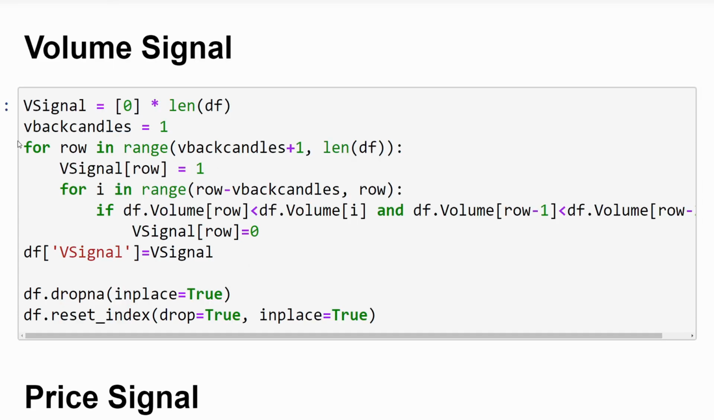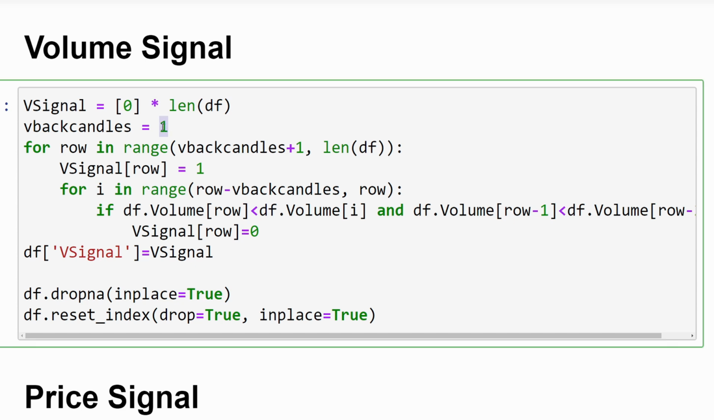Remember that to identify a candle where we are going to buy or sell, meaning we have a buying or selling signal, we need the volume of this particular candle to be higher or greater than the volume of the previous candle. In this case, I'm checking one candle to be compared to the current candle. So I'm comparing the current candle, which is in my current row, with the previous candle, meaning I took only V back candles equal to 1, meaning volume back candles equal to 1. So here I'm comparing the current candle's volume to the previous candle's volume.